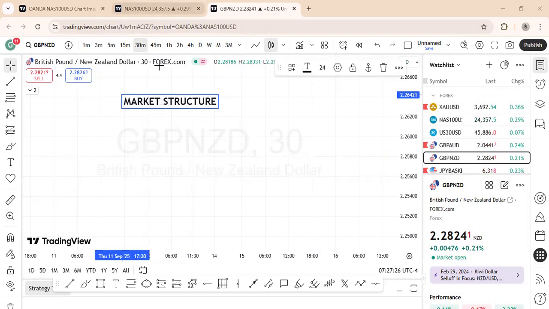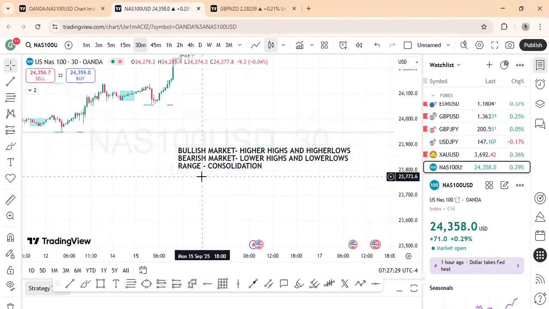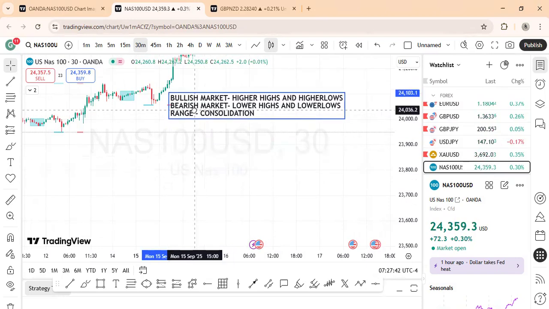So basically, we have three kinds of market structure. We have the bullish market, the bearish market, and then the range or the consolidation. So typically, what do we mean by a bullish market? What do we mean by a higher high? What do we mean by a higher low, right? So let us quickly talk about that.